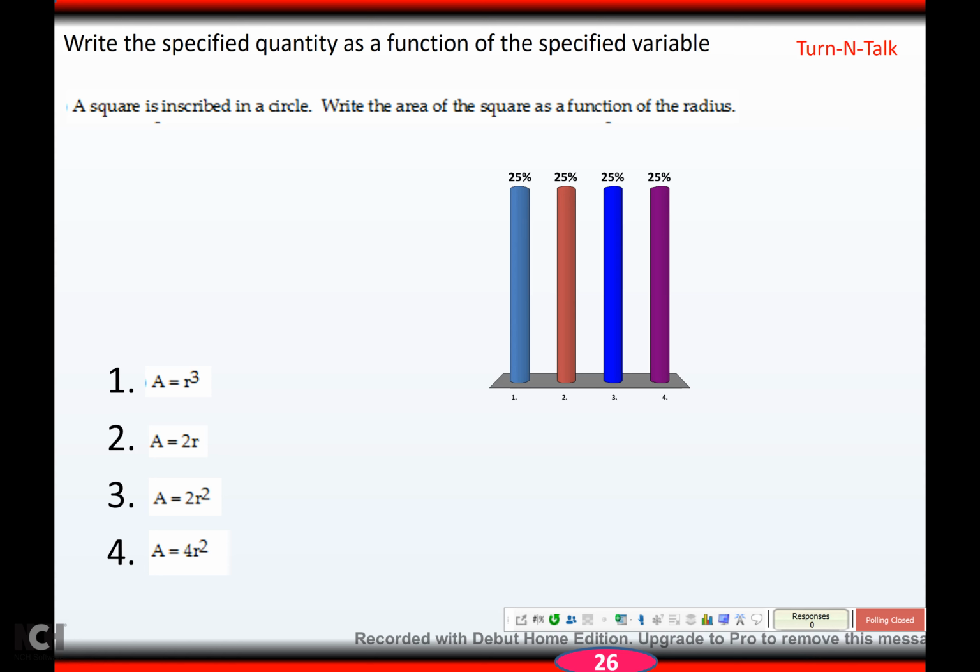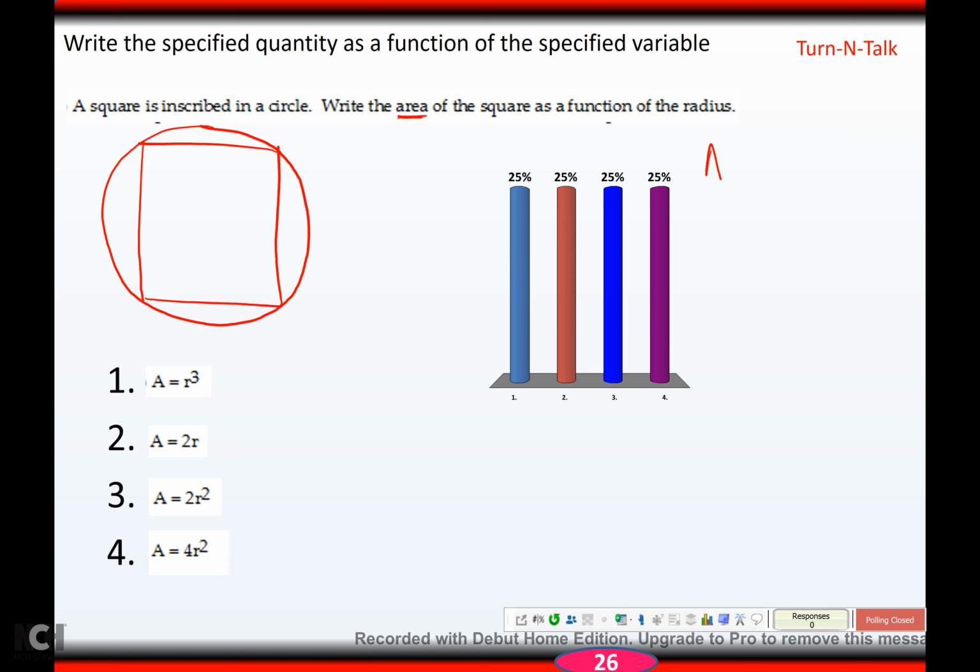Okay, we've got a square inscribed in a circle. If you give my drawing, that's why I used clip art on the other one. So we've got a square inscribed in a circle. And now it says, this one's a little bit different. This one says write the area of a square. The area of a square is a side squared. In other words, side times side, but in a square they're equal, so we call it area equals side squared.